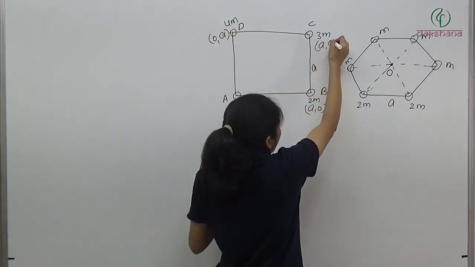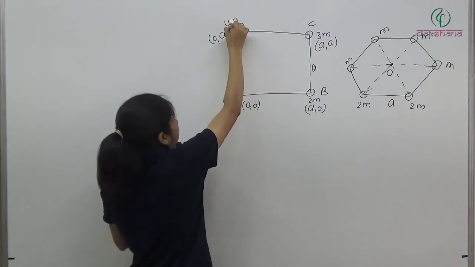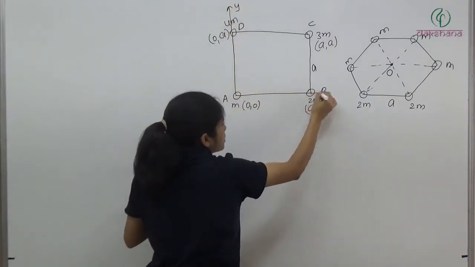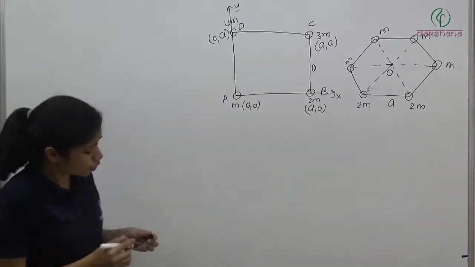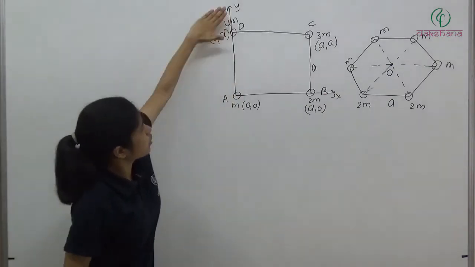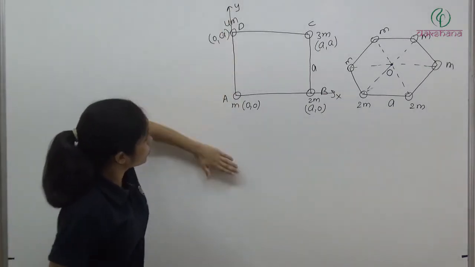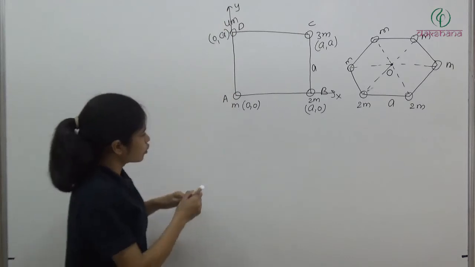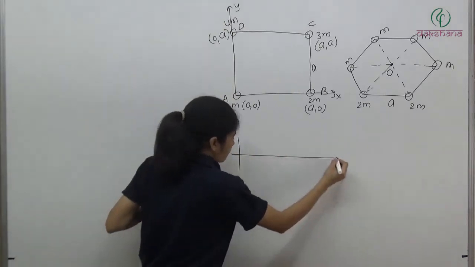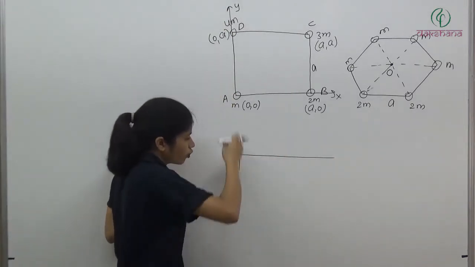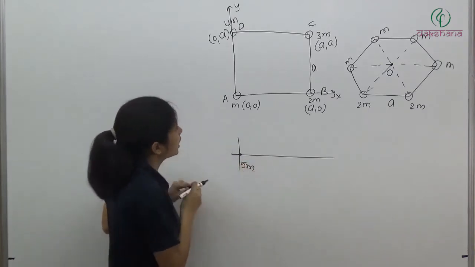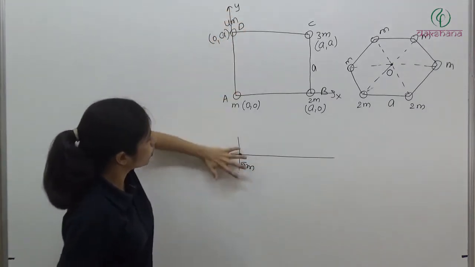Its location will be 0, a. This is the origin, this is y, this is x. Clear? Now if we look at x equal to 0, we have 4m plus m. So at x equal to 0, we have a total of 5m mass.